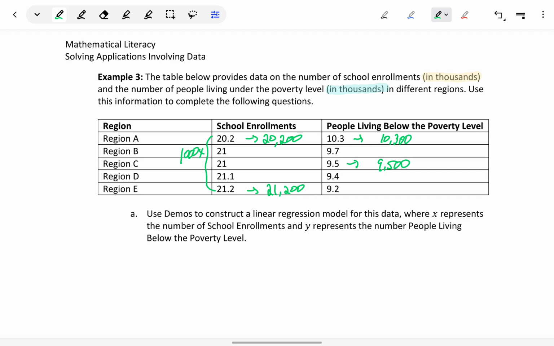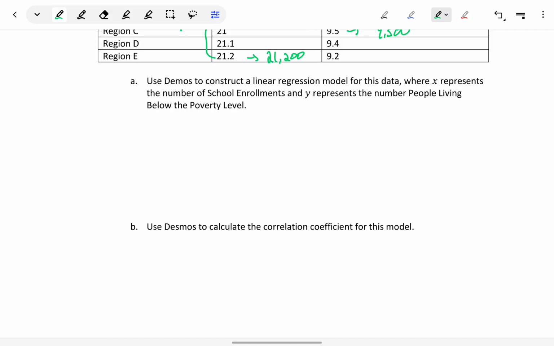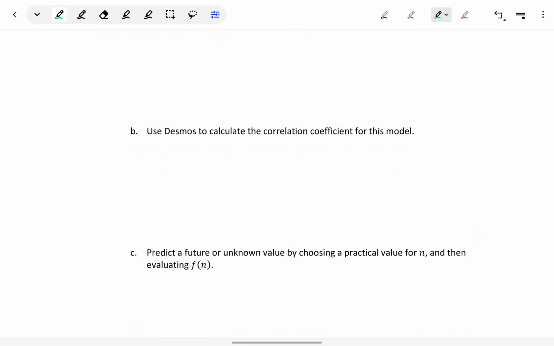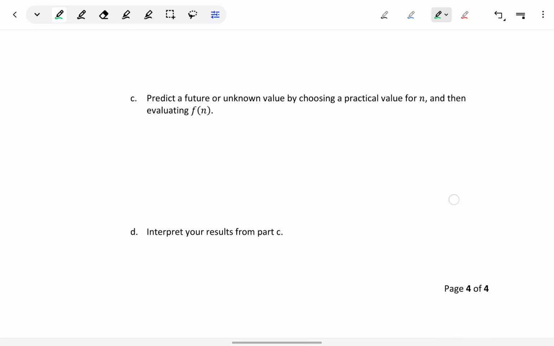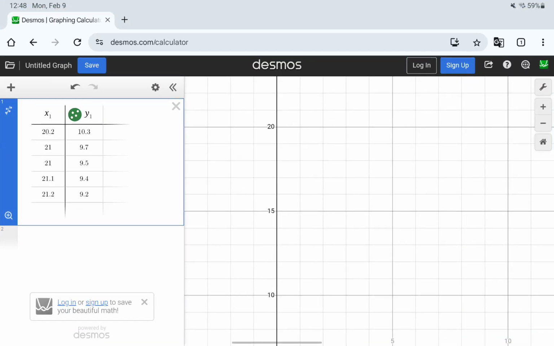When we enter the data into Desmos, we're going to keep it the way it was presented. But when we get to our interpretation, we need to make sure we make these adjustments to the values, because it wouldn't make sense to reflect 20.2 people enrolled in school. We need to convert that to the 20,200 so that we're communicating information in a way that makes sense. So we're going to repeat the process we've seen in the previous examples, where we create our linear model, look at that correlation coefficient, and then use our model to predict a future or unknown value.